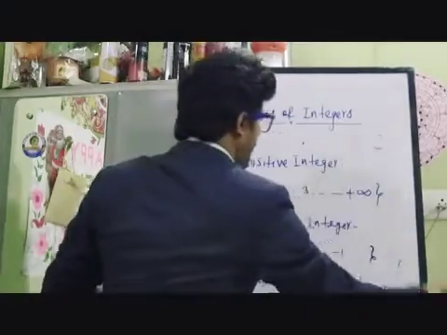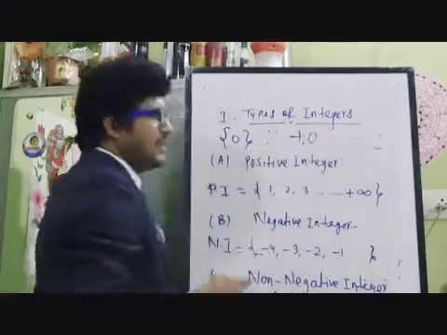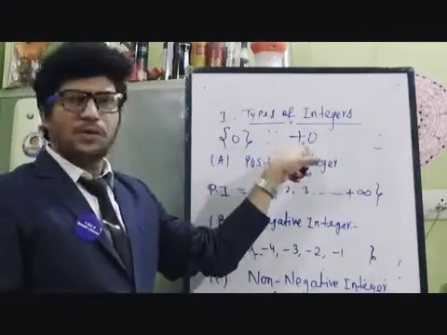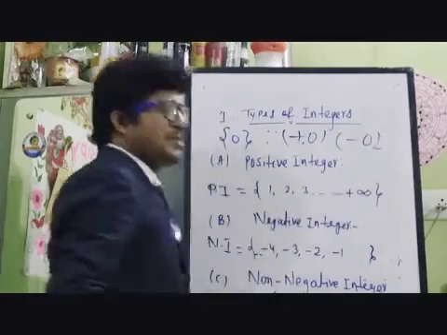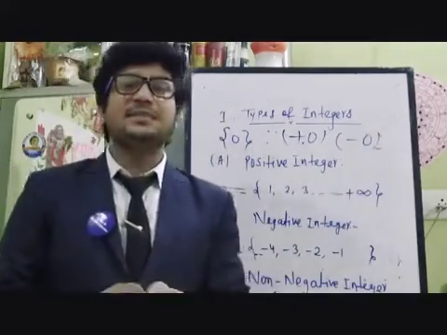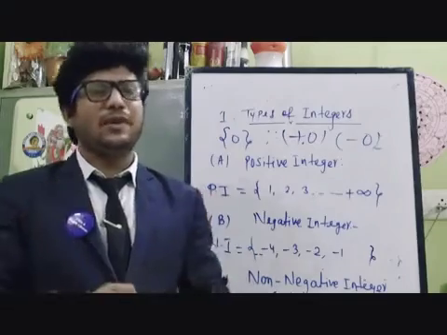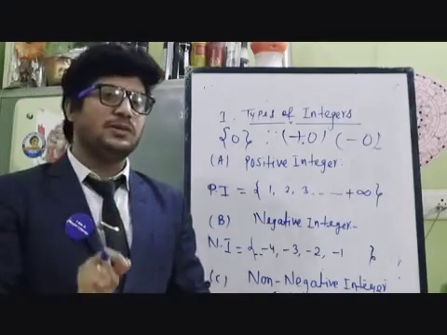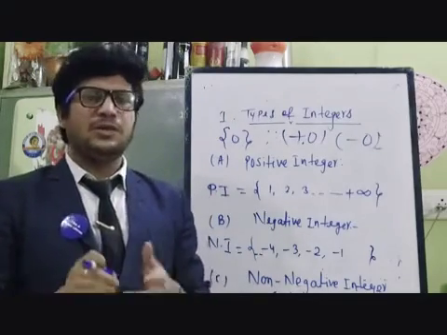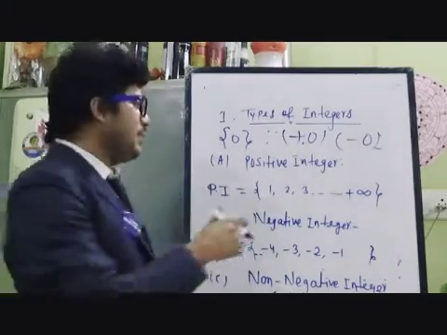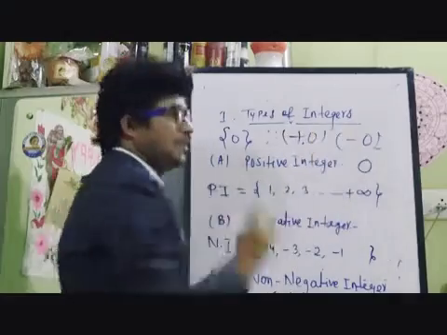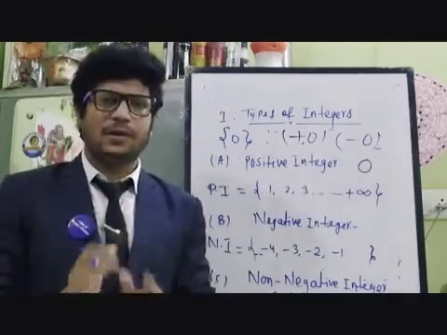Have you seen +0 written in any book, any copy? No. Have you seen -0 written? No. If 0 means nothing, why would we write +0 or -0? That's not the meaning of this. It's meaningless. So when we write 0, it means only 0. So 0 is neither positive nor negative.